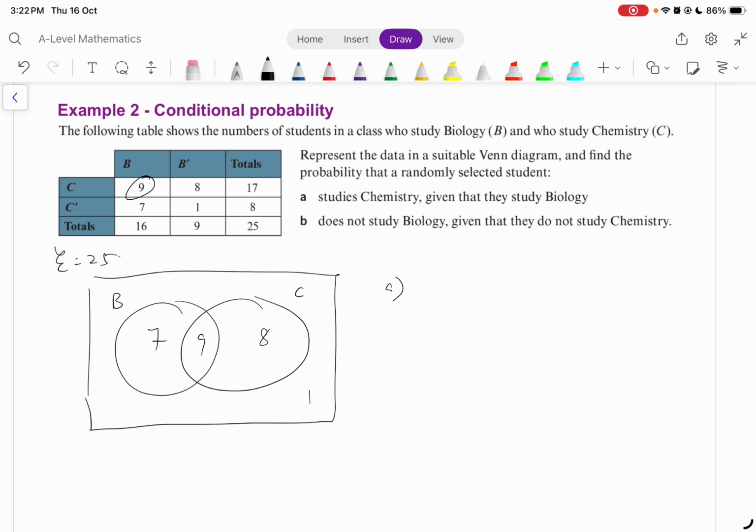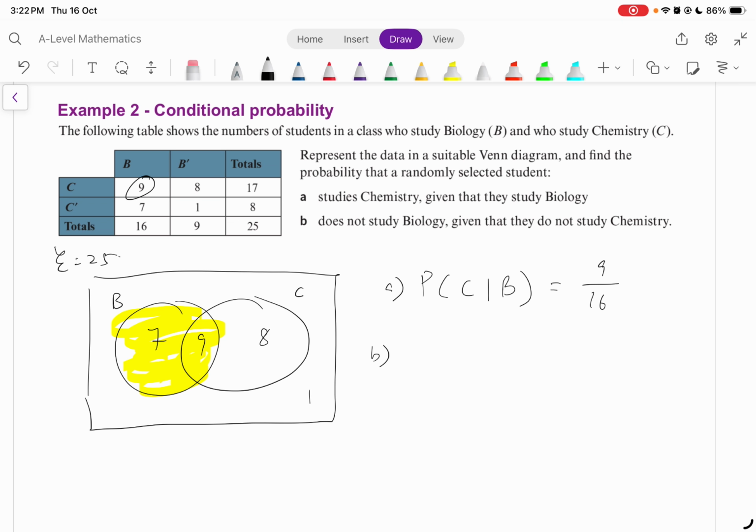So, find the probability that it studies the chemistry, given that they also study biology. 所以也就讲着我们要找出来 how many students are studying chemistry, given 他也是算出来 study biology 的. So we write the condition of C, condition B. But what is the total? 因为它的 condition is the biology, so we only look at the biology part as our total. So that will be 16. So how many of them study chemistry? That will be 9.